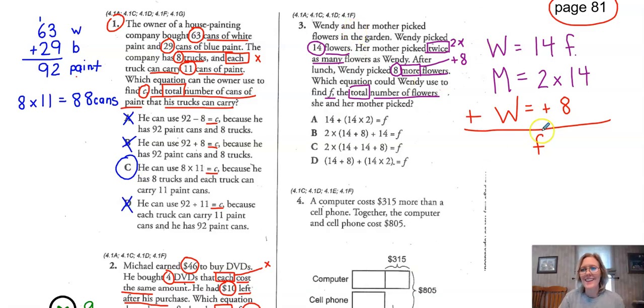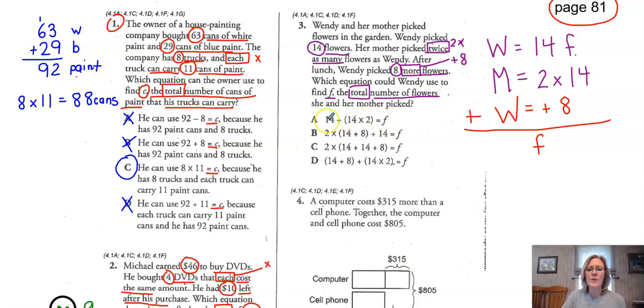All right. I have a little bit more written down because I didn't write everything down. You needed to do a little bit of work too. So I have Wendy has 14 flowers. Her mom has 2 times as many, or twice as many as Wendy. So I did 2 times 14 earlier. But then it comes back and after lunch, Wendy picked 8 more flowers. So Wendy gets a plus 8 on hers too. Okay. I could have put that up here if I wanted to. So I could have moved that plus 8 up to here. But I went ahead and kept it separate.